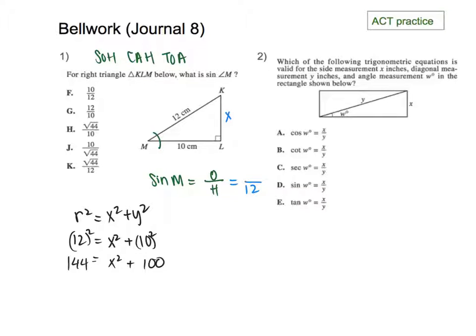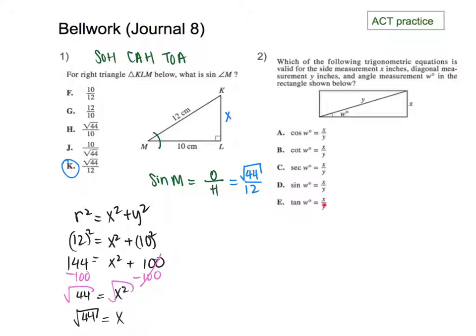If I subtract the 100 to get x squared by itself, this cancels. So I have x squared is equal to 44, so I have to take the square root of both sides to get x by itself. So x is equal to the square root of 44. I'm going to place it here, and look for the answer that looks like this, which is K. Done. So that one, you just needed to know what SOHCAHTOA is. Sine is opposite over hypotenuse, cosine is adjacent over hypotenuse, and tangent is opposite over adjacent.